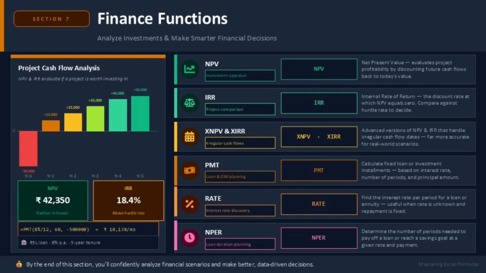These functions are widely used in finance, valuation, loan analysis, and business decision making. By the end of this section, you will be able to confidently analyze financial scenarios and make better data driven decisions. Don't forget to download the file on Finance Function for practicing along with me. Let's get started.